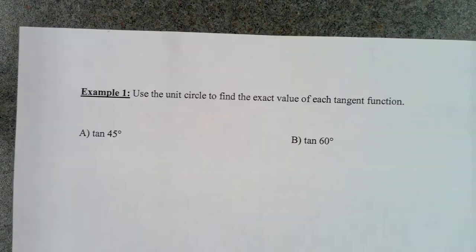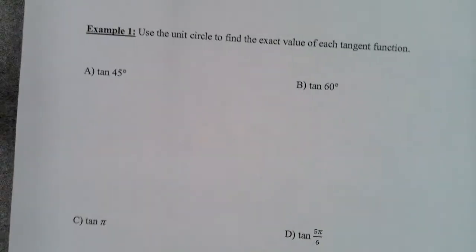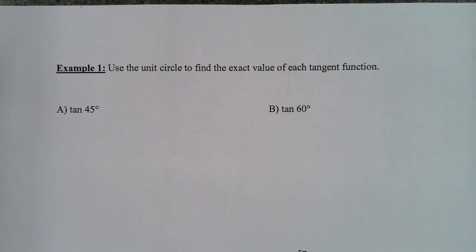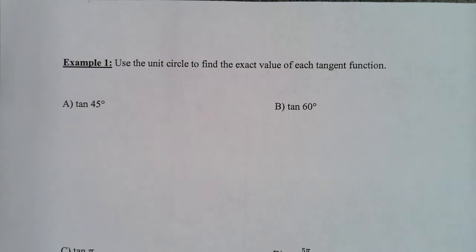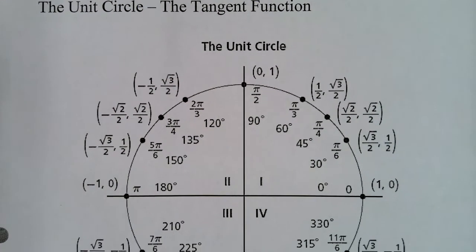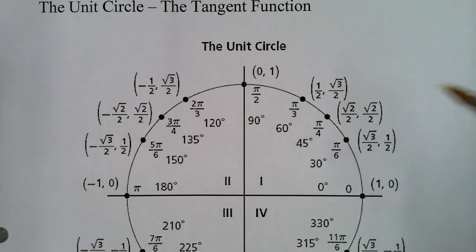So, example 1. And the only example we're going to do today, but it has 6 parts. Okay? Use the unit circle to find the exact value of each tangent function. So we have to do tangent of 45 degrees, okay? So that means we're going to go to 45 degrees, and we're going to do sine over cosine. In other words, y over x, okay? So y over x, sine over cosine.